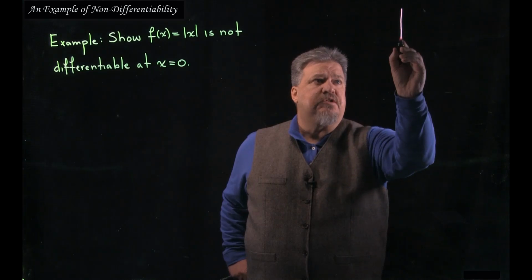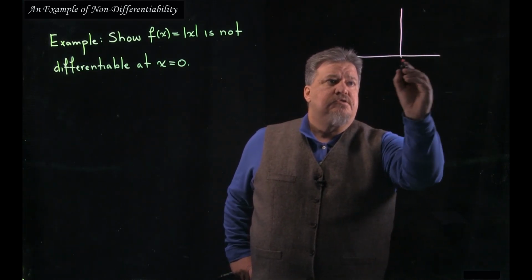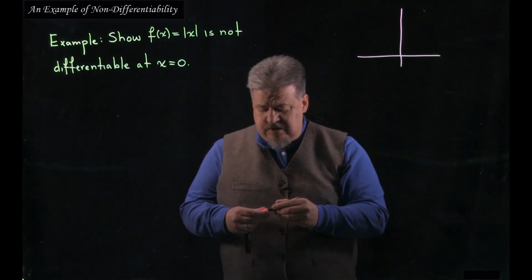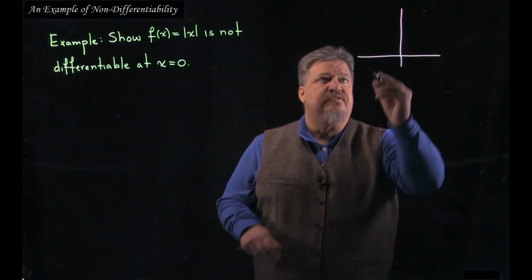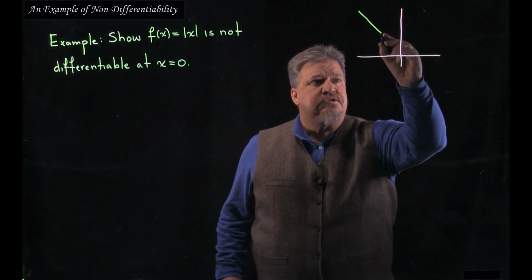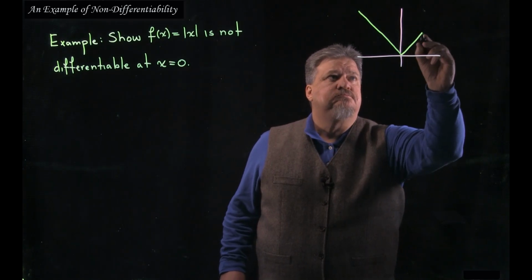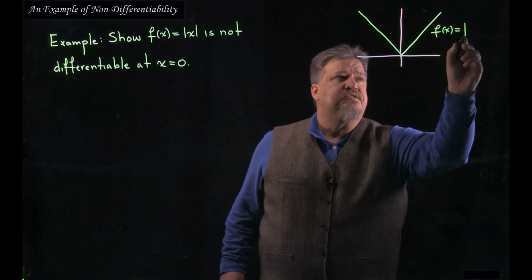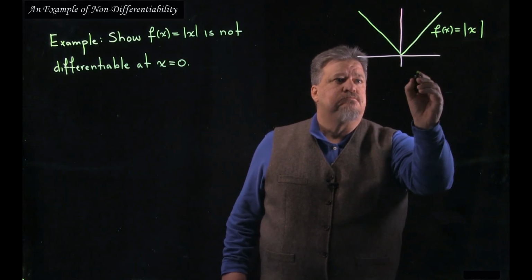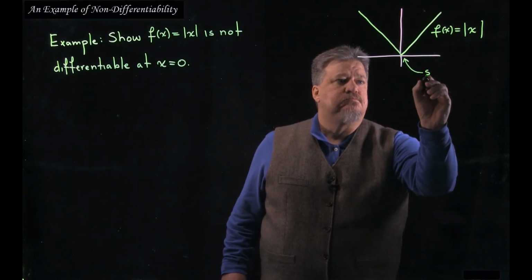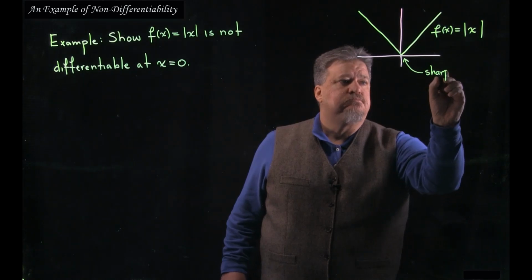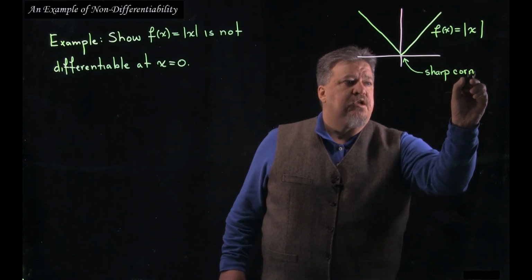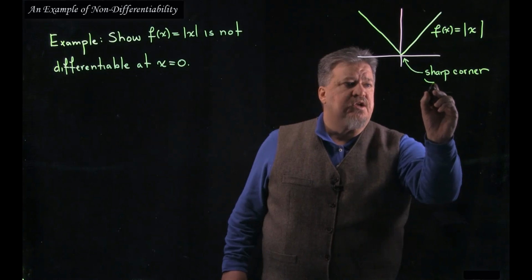So let's briefly look at the graph so we can see what's happening. And I think we all know what the absolute value of x looks like. Just demonstrating it here. And we see there's a sharp corner at 0. And it's this sharp corner that will cause the function not to be differentiable.